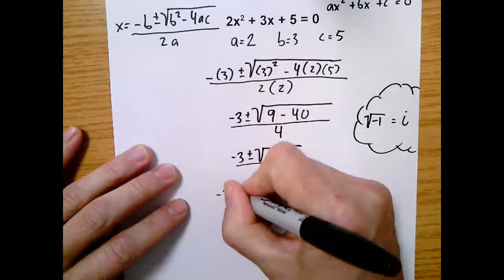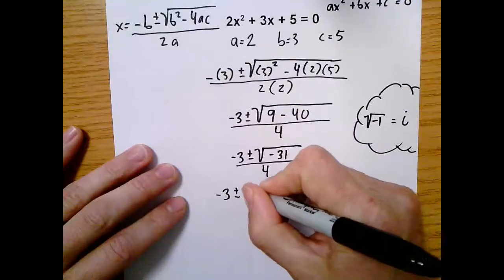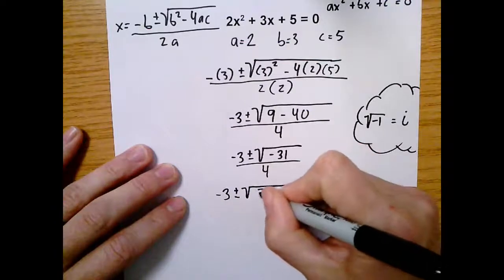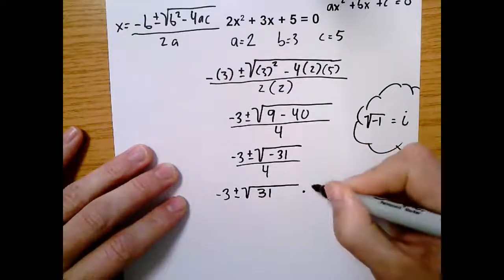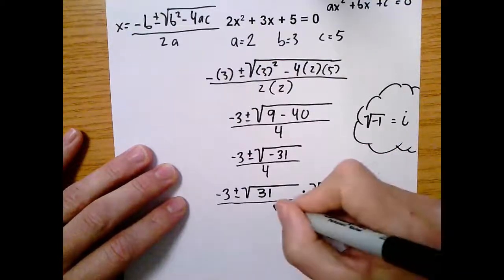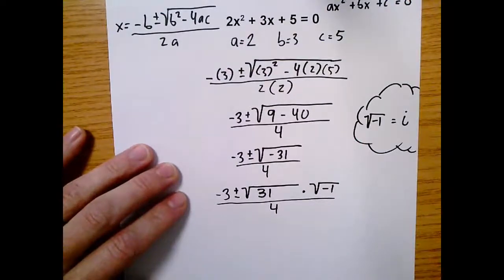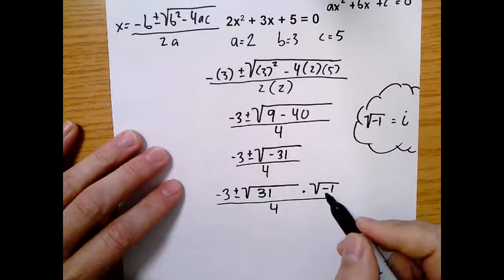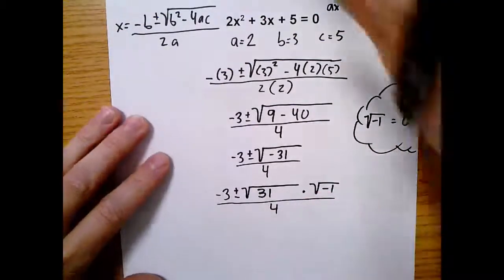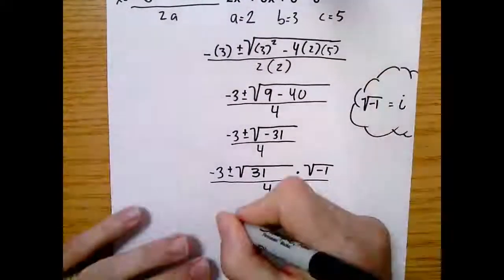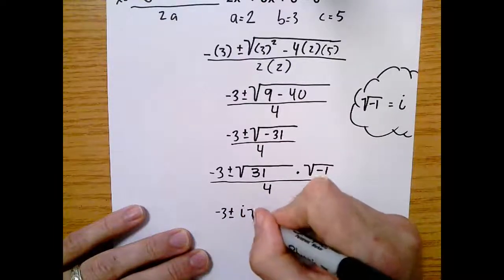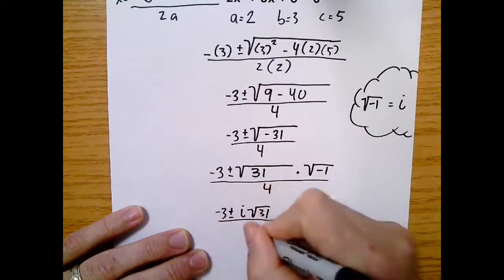This is like saying negative 3 plus or minus the square root of 31 multiplied by the square root of negative 1 all over 4. Okay, so the square root of negative 1, we just said, well, that's i. Okay, cool. So really what we have here is negative 3 plus or minus i root 31 over 4.